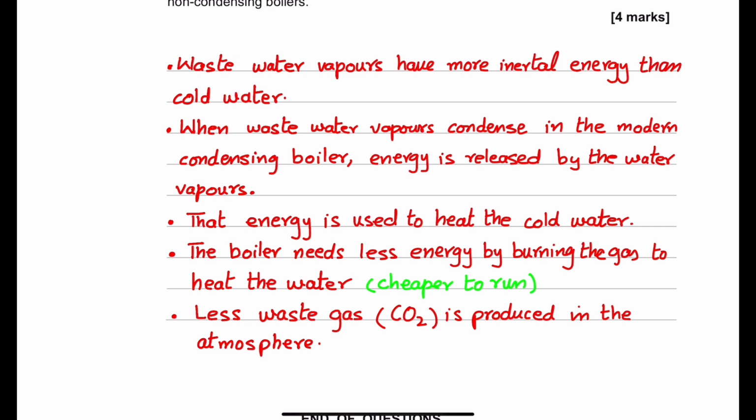Therefore, the boiler needs less energy by burning the gas to heat the water, and it is cheaper to run. Therefore, fewer waste gases such as carbon dioxide are produced in the atmosphere as the result of using the energy produced by the condensation process in the boiler.